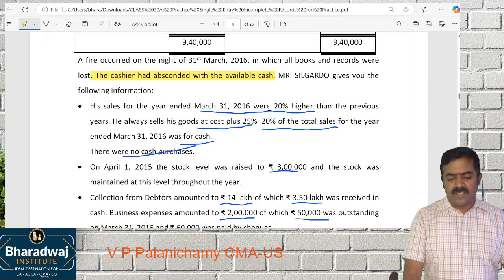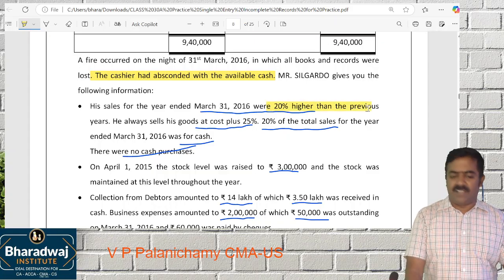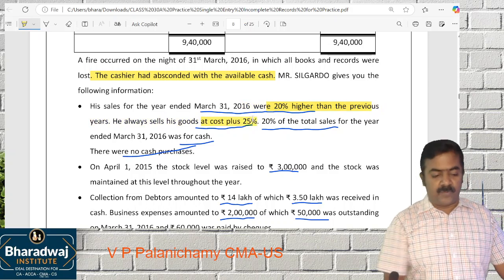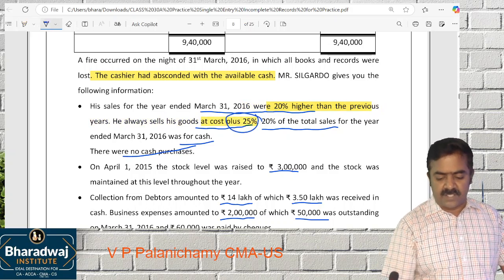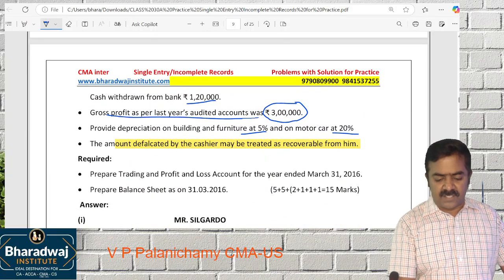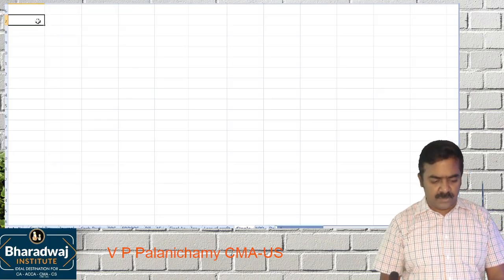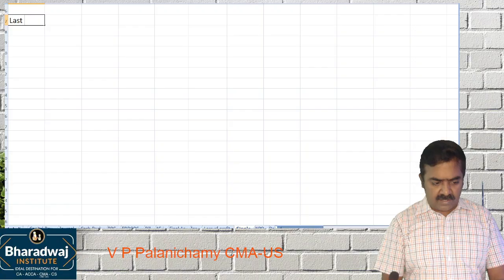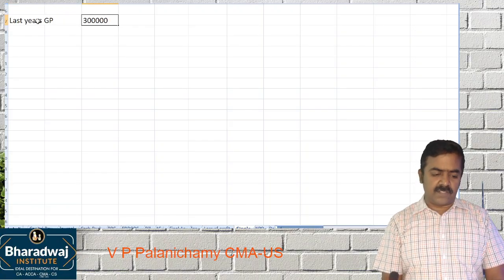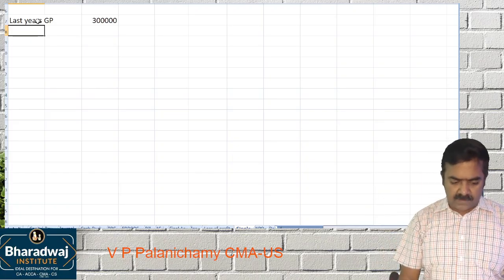The hint is: sales of the current year is 20% higher than which year? Last year, it is given. He is selling the goods at what? Cost plus profit margin is given to us. Last year's gross profit is given to us. Start, I request you to start along with me. Last year's gross profit is how much? 3 lakhs. Last year's gross profit is 3 lakhs.